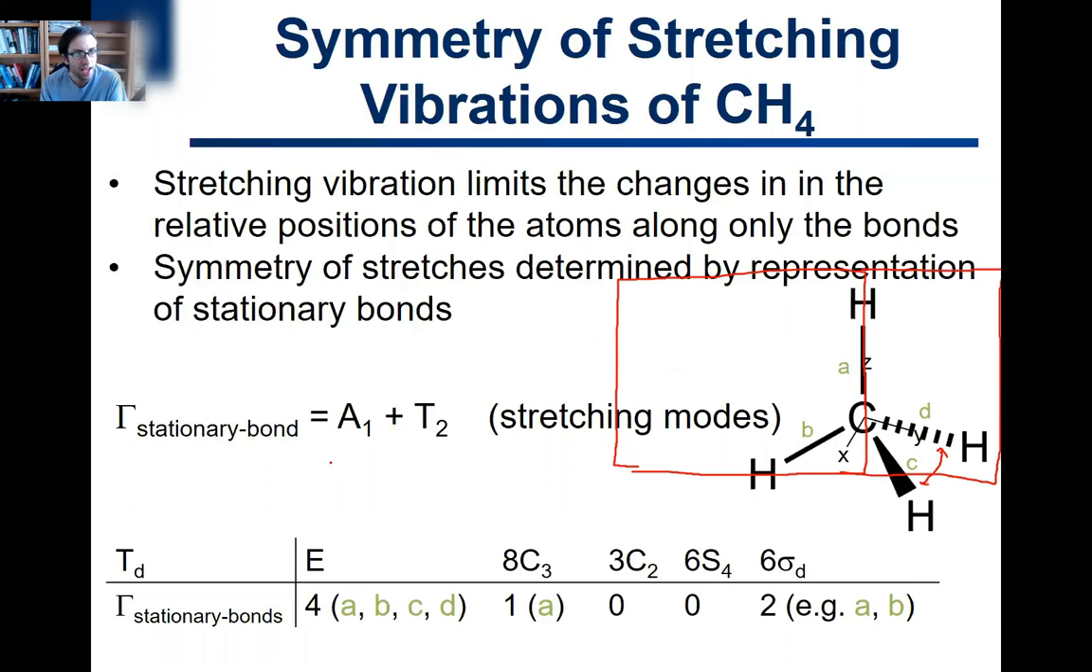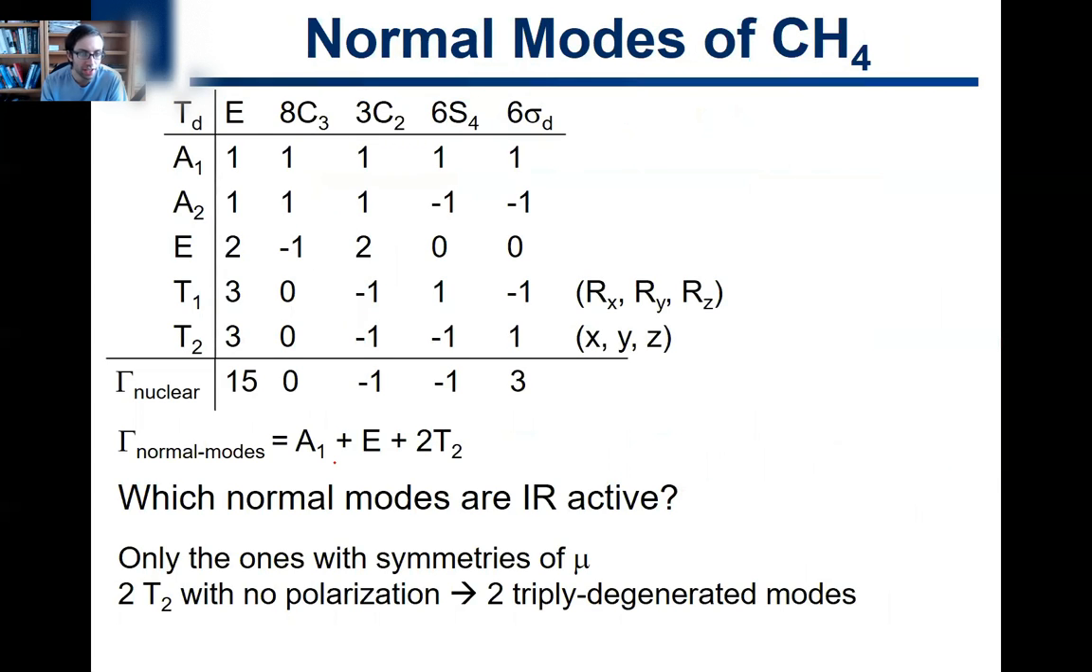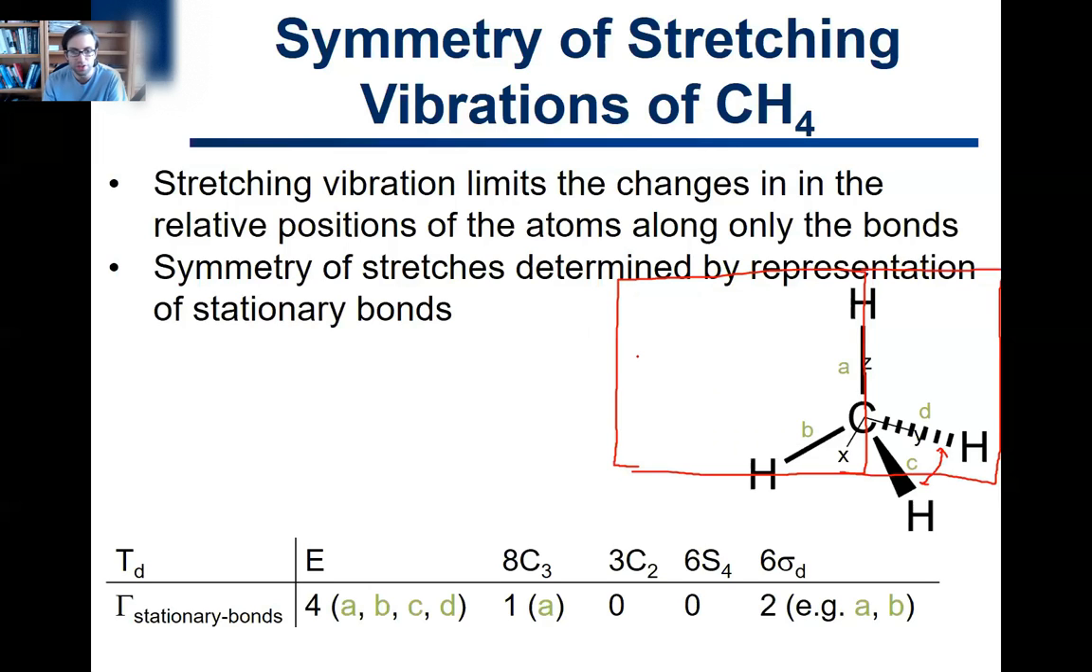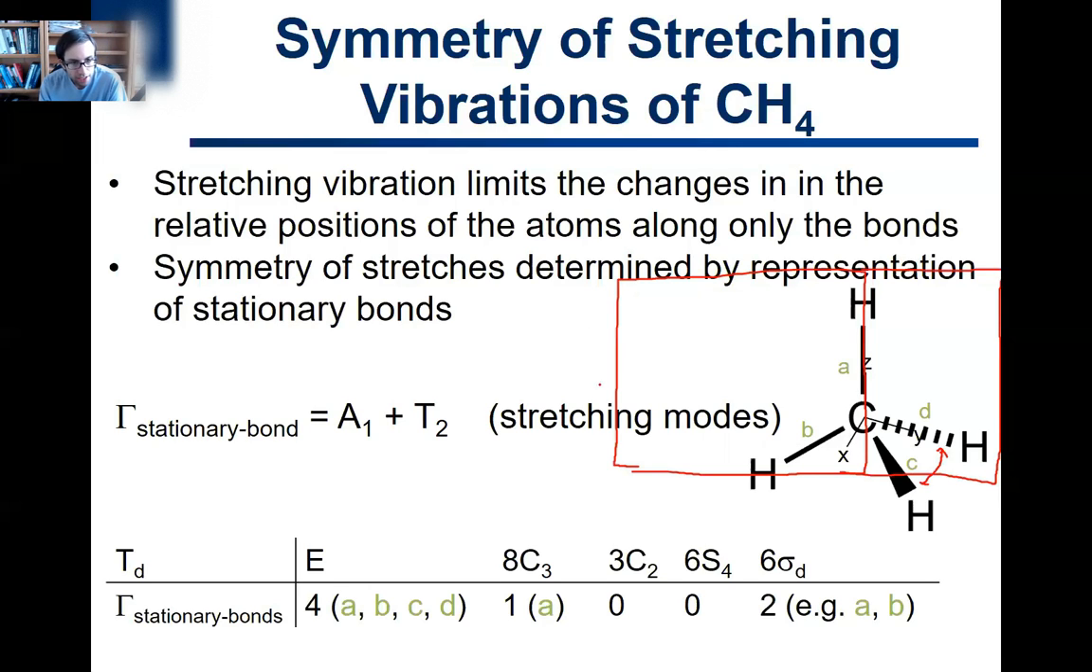We're then going to reduce that. How would you reduce that? Use the reducible representation formula, or this is actually simple enough. You can look at this, 4, 1, 0, 0, 2, and stare at the table for a little bit and say, hey, if I have 1 A1 and a T2, that's going to get me 4, 1 plus 3, 1, 1 plus 0, 0, 1 plus -1, 0, 1 plus -1, and then 2, 1 plus 1. So that gave you 4, 1, 0, 0, 2. However you want to solve it, you get that your stationary bonds are A1 and T2.